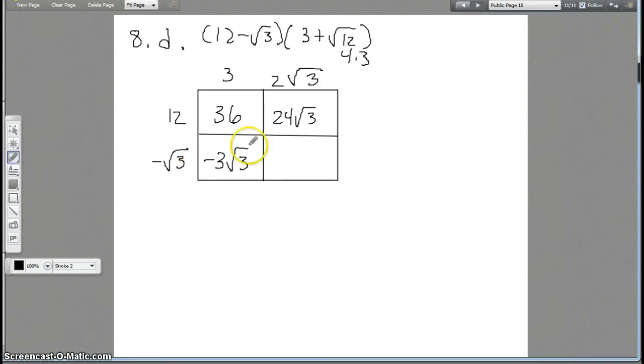And then we have negative root 3 times 2 root 3. That's going to be negative 2 root 9, which is negative 2 times 3, which is negative 6. So we end up with 36. And then 24 root 3 minus 3 root 3 is negative 21 root 3. And then we have a minus 6. This is 30 minus 21 root 3.